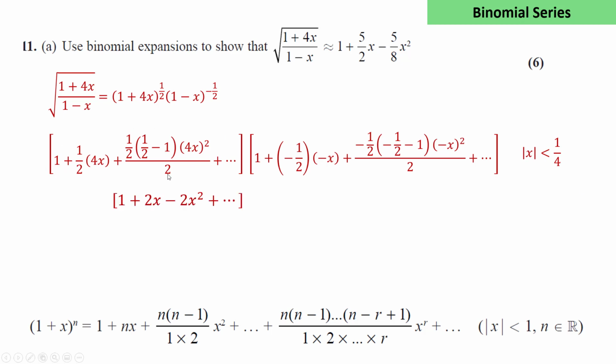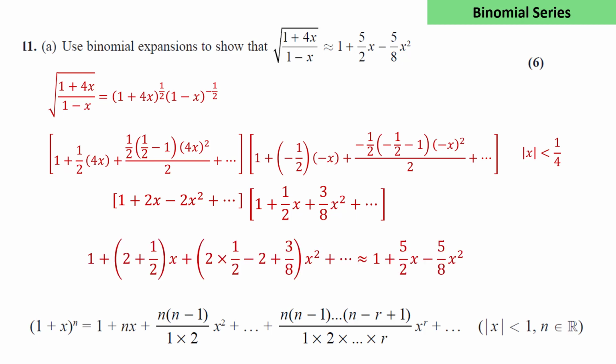Next, we simplify each of these expansions, being very careful with the fractions and calculations of each of the coefficients. So here we get 1 plus 2x minus 2x squared, and for the second expansion we get 1 plus a half x plus 3/8 x squared. We multiply these together, simplifying the coefficients. This is approximately equal to 1 plus 5 over 2 x minus 5 over 8 x squared, as required.